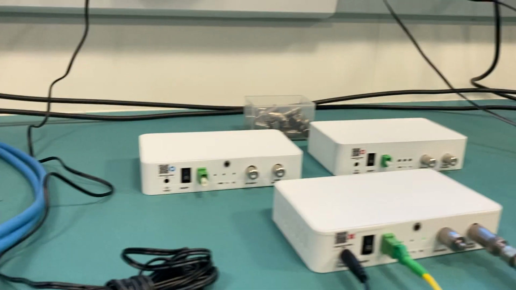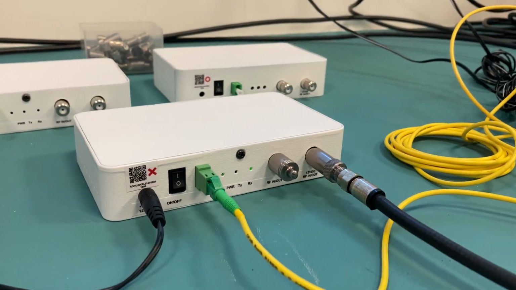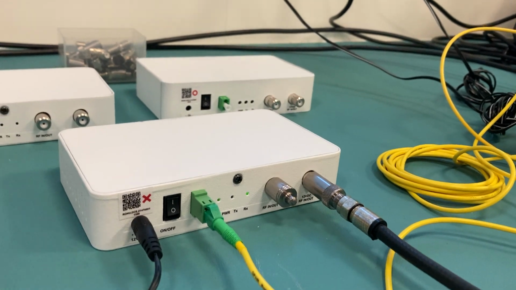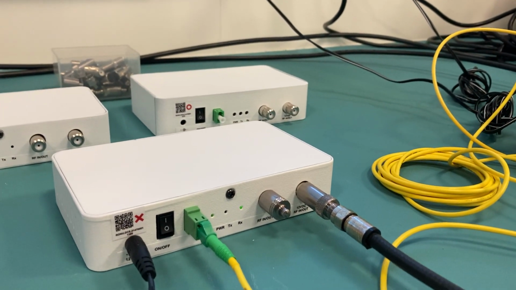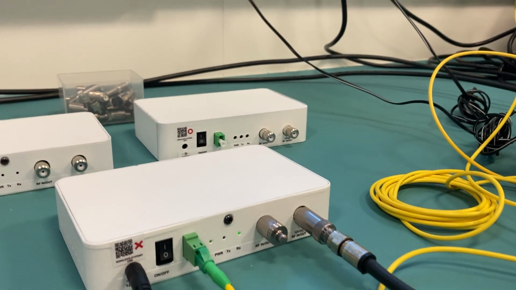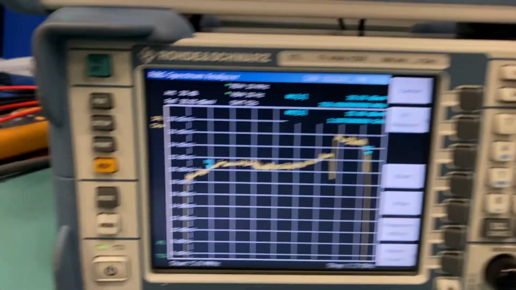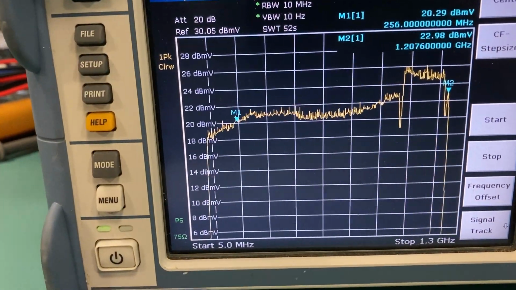What we do is then we measure that same thing on port 2. We measure it at 0 dBm, -3 dBm and -6 dBm light levels. Just look at the response on the analyzer. Looks pretty good. It is what it is.